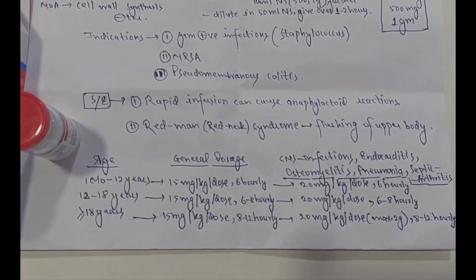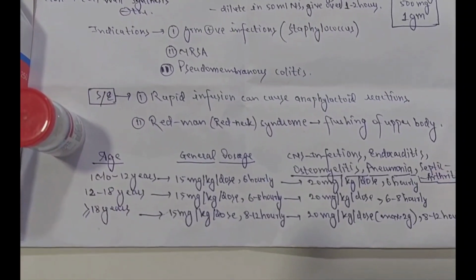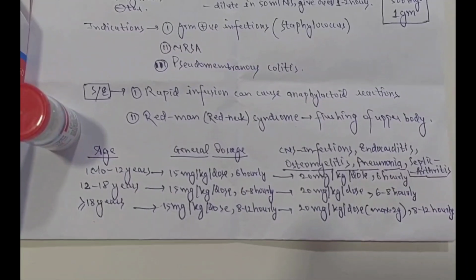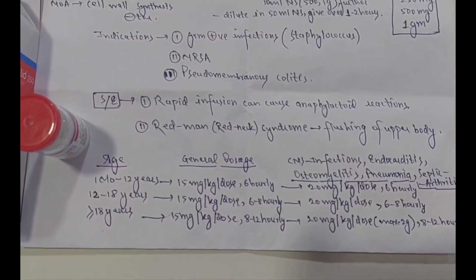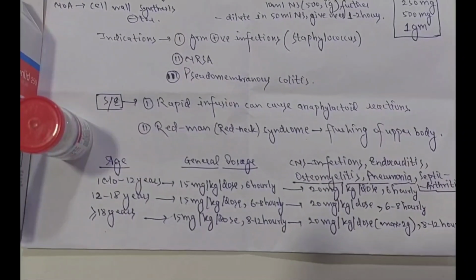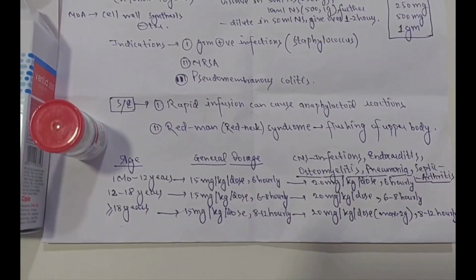For 12 to 18 years, the dose is 15 mg per kg per dose only, but we have to give it 6 to 8 hourly. And for these CNS infections and pneumonia, etc., the dose is 20 mg per kg per dose 6 to 8 hourly. And for more than 18 years, it is 15 mg per kg per dose 8 to 12 hourly. And for CNS infections and pneumonia, 20 mg per kg per dose, maximum 2 gram, 8 to 12 hourly.